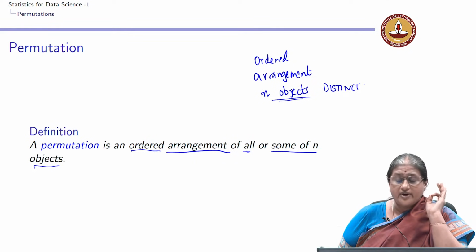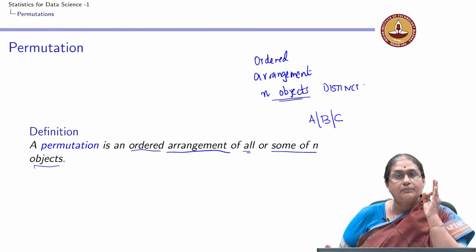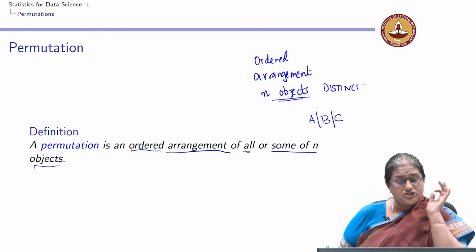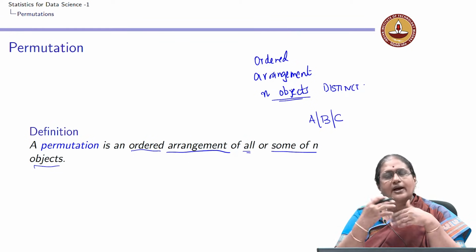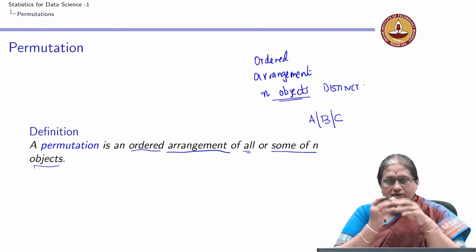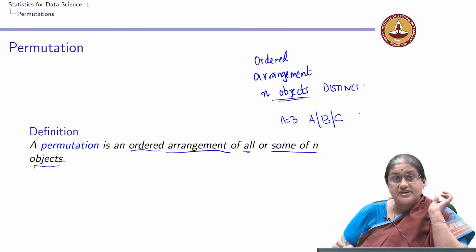Now, what do I mean by distinct object? For example, if I take A, B and C, these could be three people. When I am referring to three people, they are distinct people. So, first we are going to understand this, and then we will start looking at what would happen if they are not distinct. For example, n equal to 3 here, A, B, C are distinct.